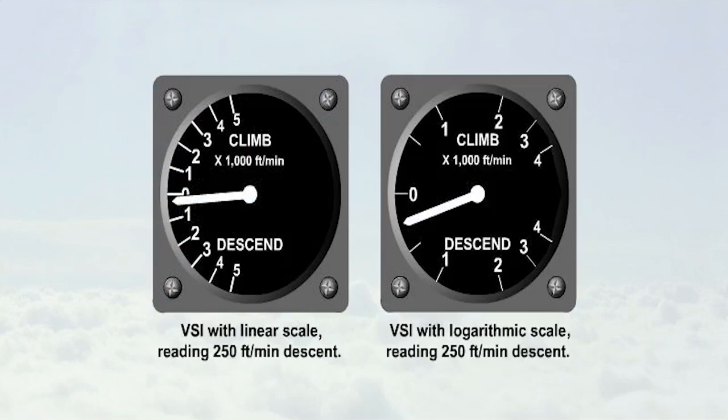Two types of presentation are available: a linear scale and a logarithmic scale. It will be obvious from comparing these two diagrams that the presentation of a logarithmic scale is easier to read at the lower rates of climb and descent.